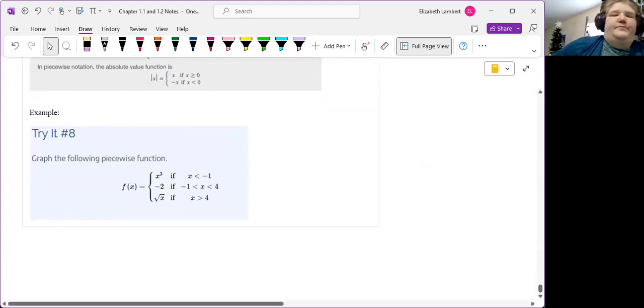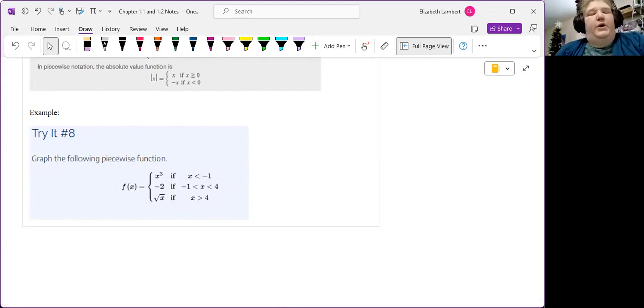So here we go. When x is less than -1, we are going to have the graph of x cubed. When x is between -1 and 4, we're just going to be the value -2. So that'll be a flat line, a constant. And then if x is greater than 4, we're going to be doing the square root of x.